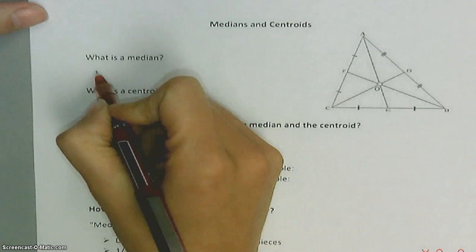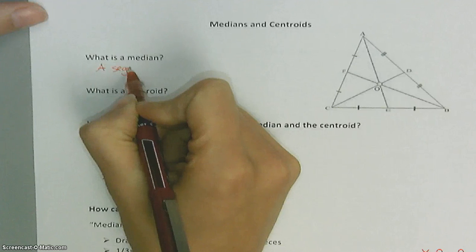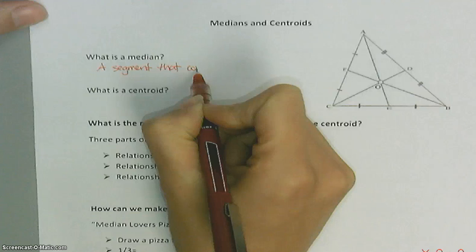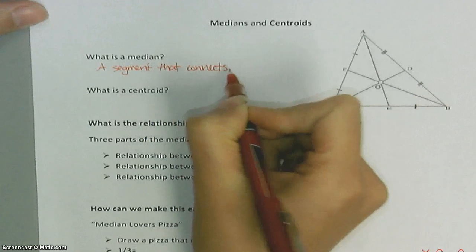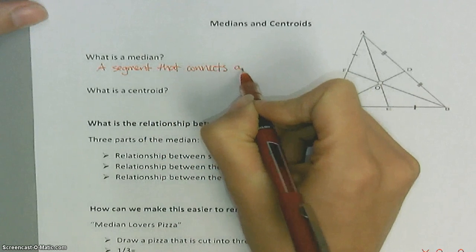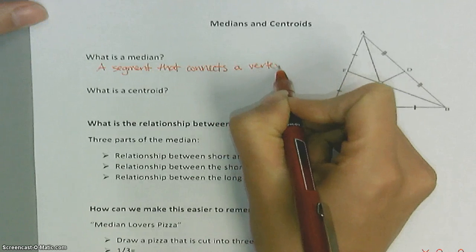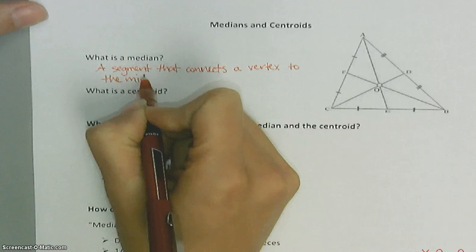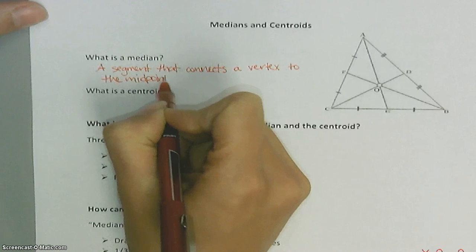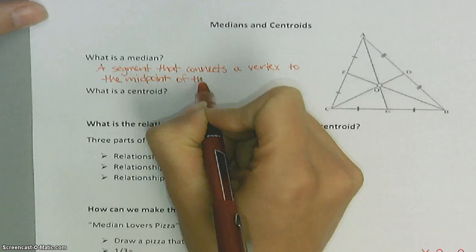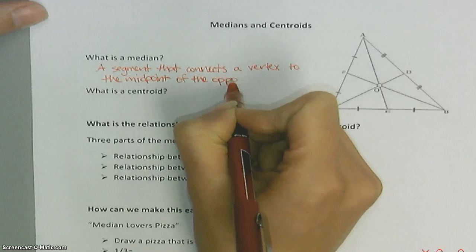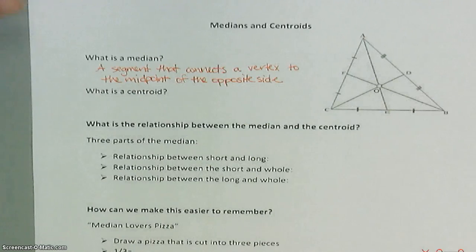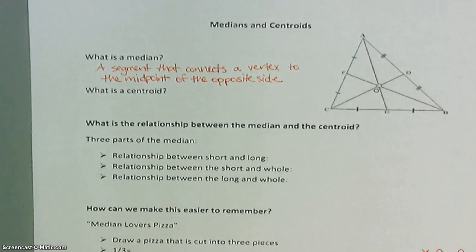Well, a median is a segment that connects a vertex to the midpoint of the opposite side. So what is that talking about? Let's make sure you understand that.